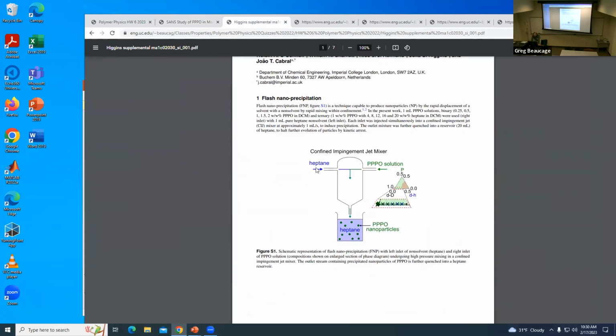So the stuff is non-soluble in heptane and soluble in something else, DCM, some organic solvent. So it's soluble here. They take two jets, blast them, and they get a snowstorm of the particles. The phase separates when it gets to heptane. So this is the ternary phase diagram. Heptane's here, the polymer's there, and then the DCM is over here.